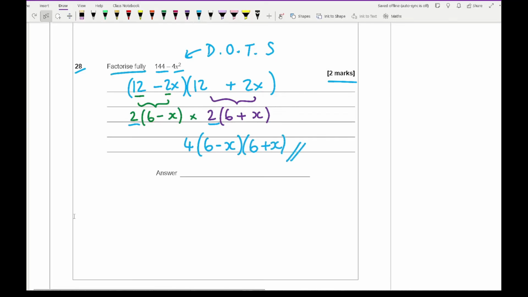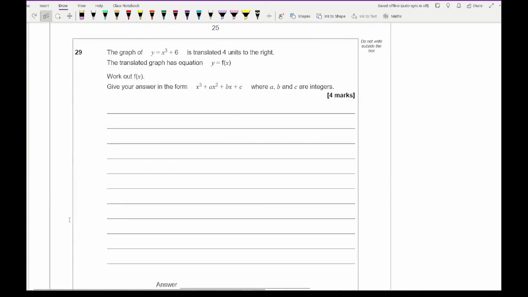Now looking at question 29, it says the graph of y equals x cubed plus 6 is translated 4 units to the right. The translated graph has the equation y equals f of x. Work out f of x, and give your answer in this form.